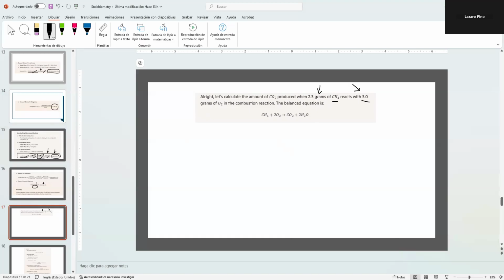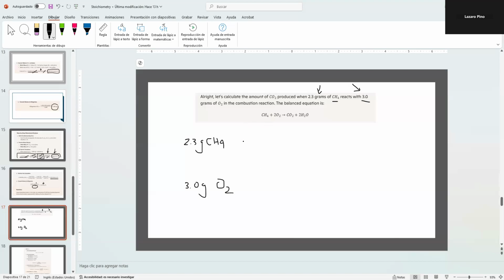When the mass of the two reactants is given, you have to begin by doing the calculation for every one of them in a separate way. We begin first from 2.3 grams of methane and from 3.0 grams of dioxygen.